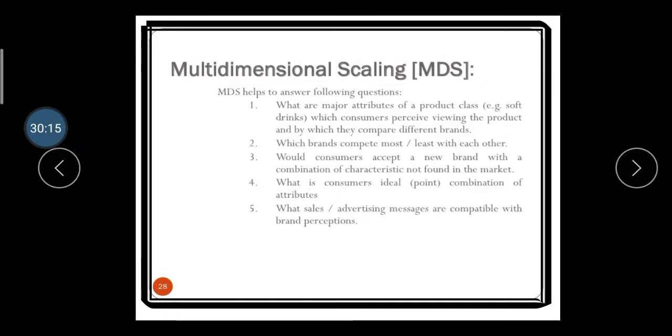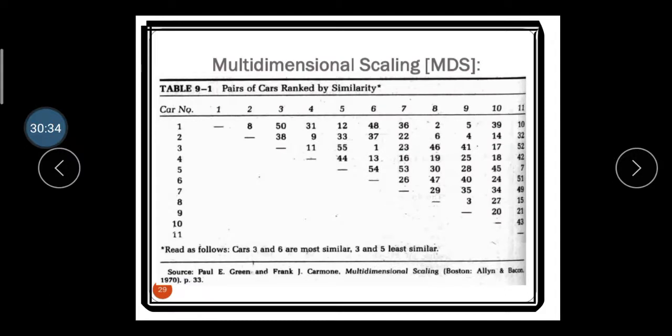MDS helps in answering various types of questions: what are the major attitudes toward the product scale, what type of brand is largely used, would consumers accept this brand or not, what is the consumer's ideal combination of attitudes, and what type of sales and advertising is capable. Here, MDS scaling is given, where there are pairs of cars ranked by similarity.